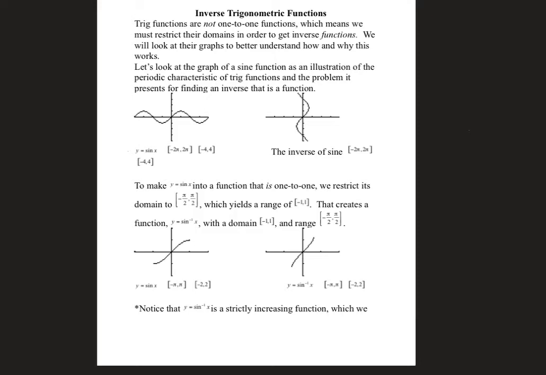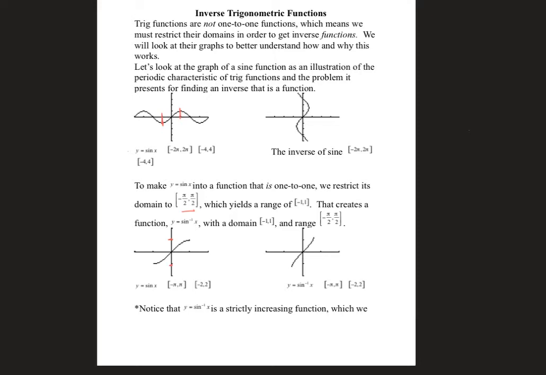So we restrict the domain, so we just consider that part of the sine curve between negative pi over 2 and pi over 2. And in that case, we go from a y value of negative 1 to a y value of 1. So you can see our domain goes from negative pi over 2 to pi over 2, and the range goes from negative 1 to 1.